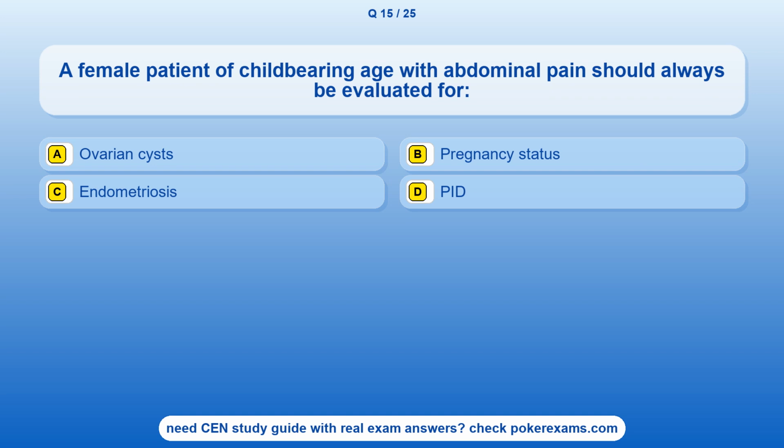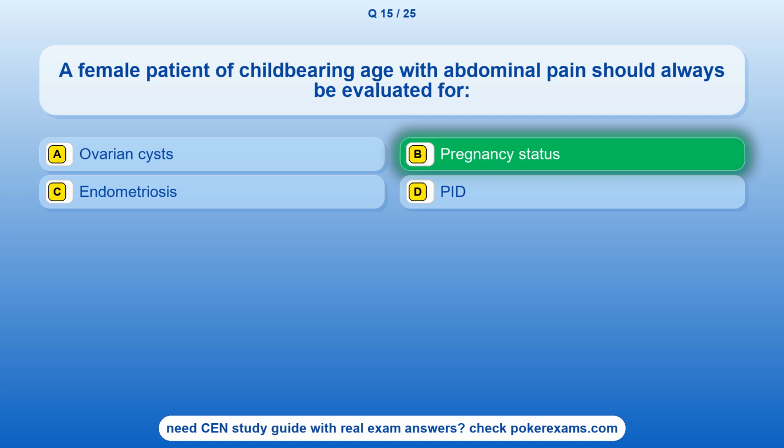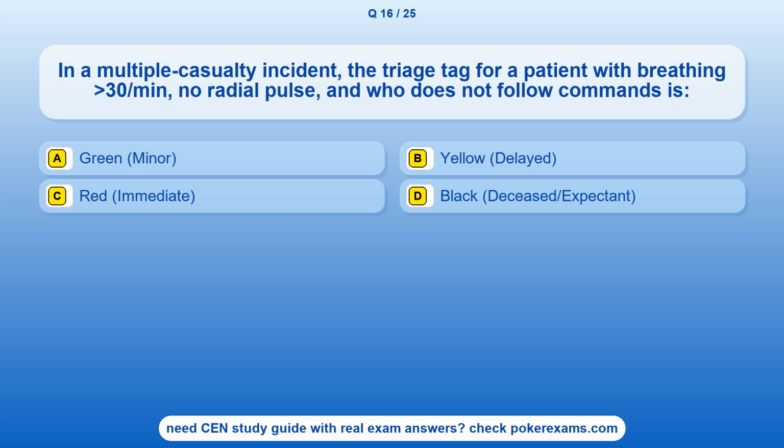A female patient of childbearing age with abdominal pain should always be evaluated for: Option A. Ovarian cysts. Option B. Pregnancy status. Option C. Endometriosis. Option D. PID. The correct answer is option B. Pregnancy status. Question 16.